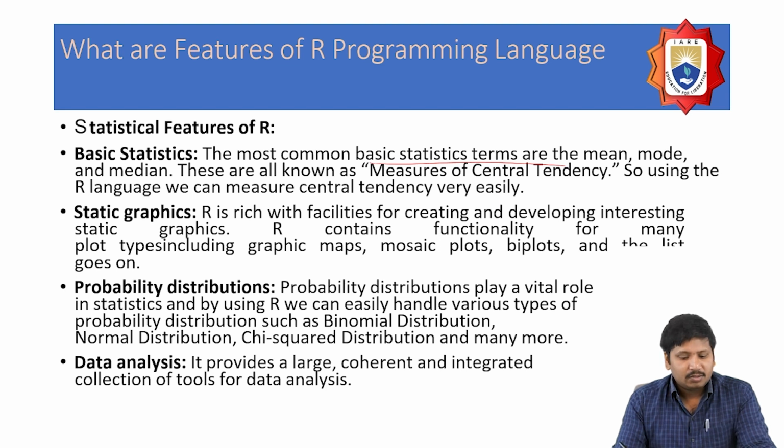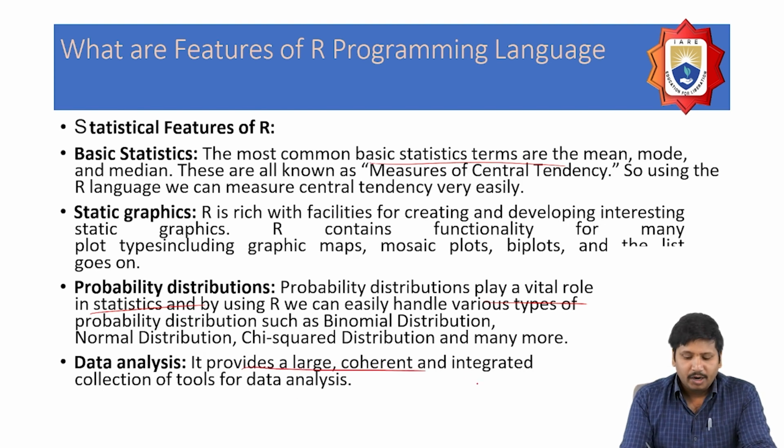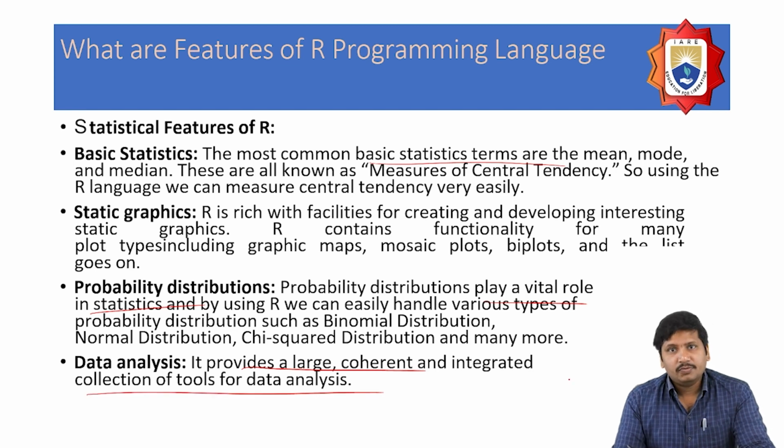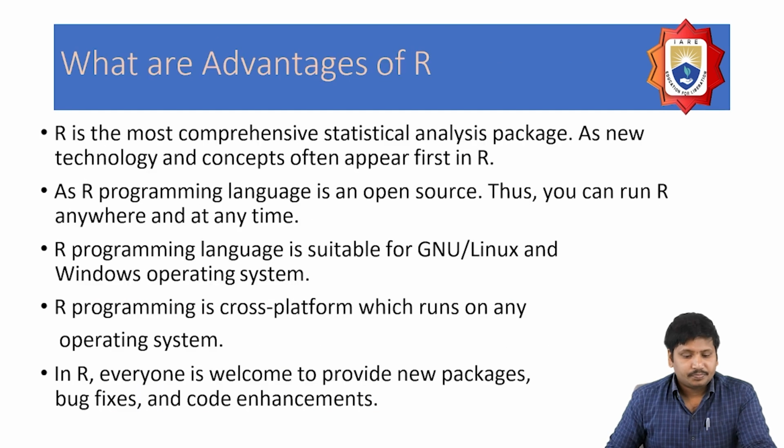And the next one is probability distribution. Probability distribution plays a vital role in statistics, and you can easily handle various types of probability distributions, such as binomial distribution and normal distribution. Data analysis means R provides a large, integrated collection of tools for data analysis. So these are some of the features of R: basic statistics, static graphs, probability distribution, and data analysis.